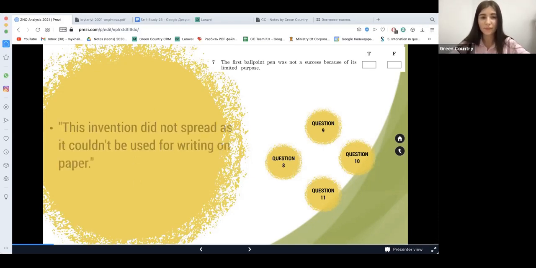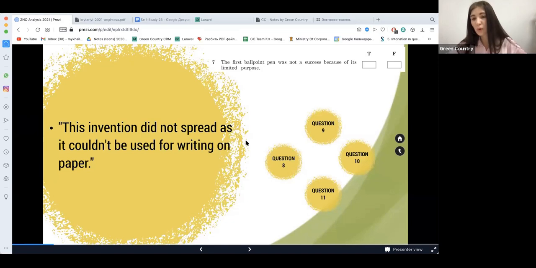So, let's analyze. This invention didn't spread as it couldn't be used for writing on paper. So what about the synonym here? What do you think? Which word is a synonym of the word limited purpose? Please let me know in the chat box. Which word is the synonym of the word limited purpose? Yes, exactly, cannot be used on paper. So if the pen cannot be used on paper, we cannot use it everywhere, so it's limited, you're right. And this statement is true right here, so it couldn't be used on paper, it was limited.